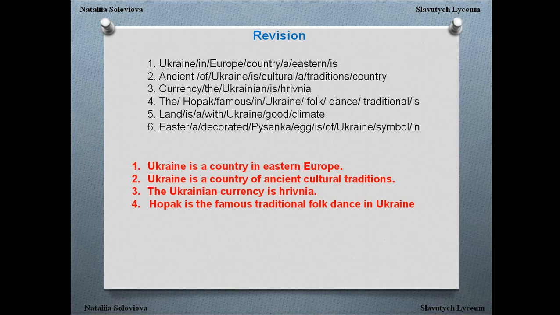So Ukraine is, what is Ukraine? Ukraine is a land with good climate. Why not? Ukraine is a land with good climate. And the last, Easter, a decorated pisanka egg is of Ukraine symbol in. Easter means Pascha.